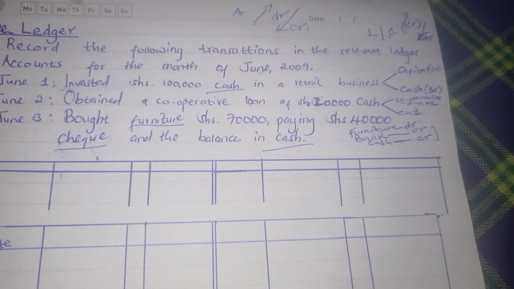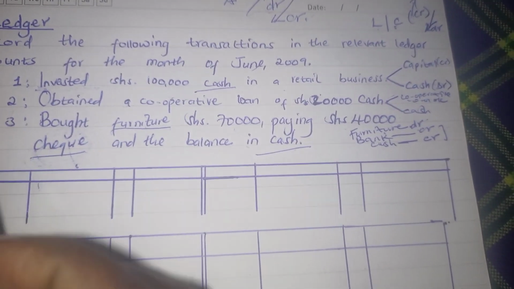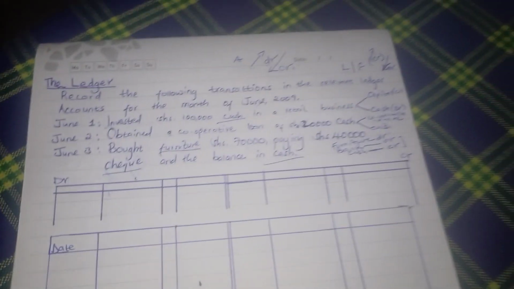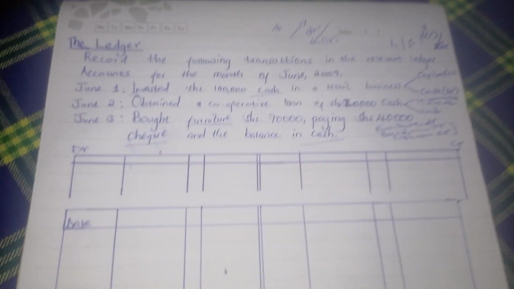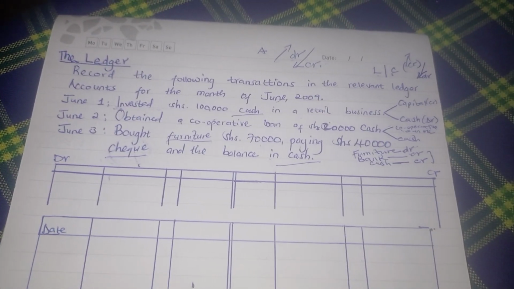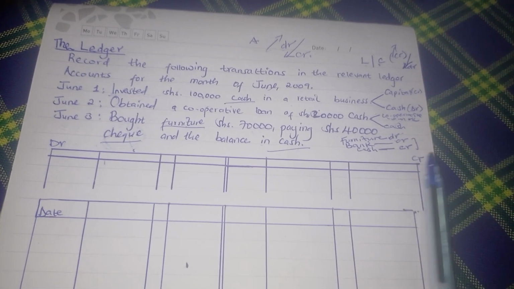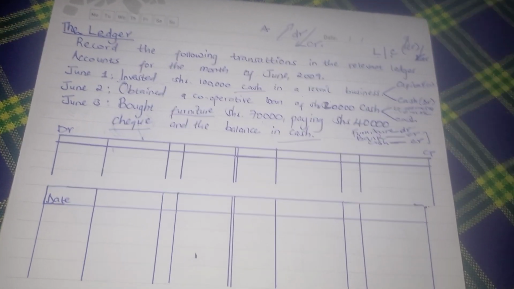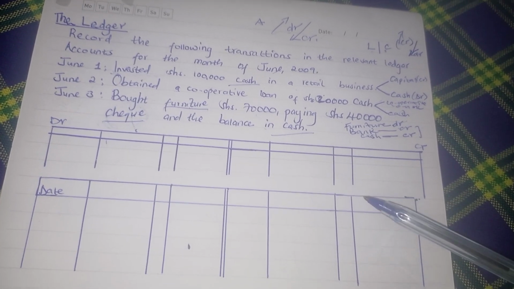So we move on. The next thing is to open our ledger account. A ledger account has a debit and a credit side, and each ledger is treated differently according to the class of the account. For instance, if it's an asset, any increases we record on the debit side and any decreases on the credit side. For liabilities and capital, we do the opposite. That is, we credit any increase and debit any decrease.